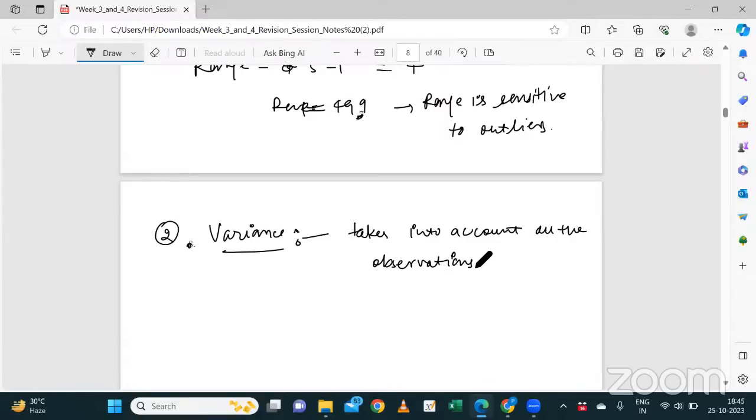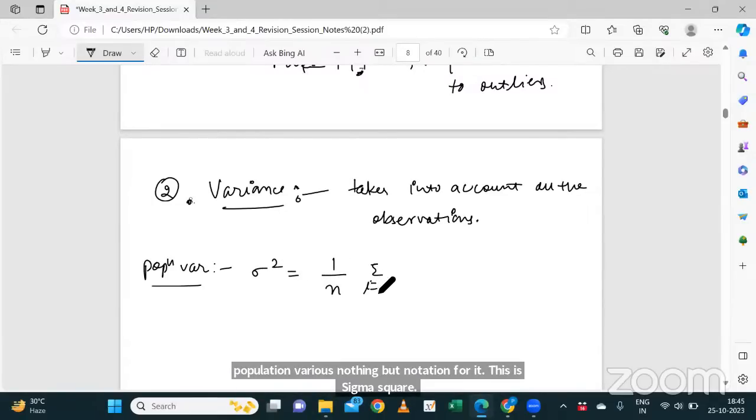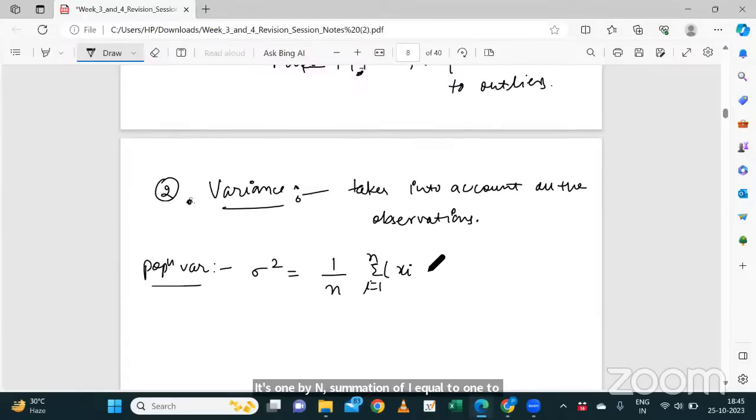Now, there are two kinds of formulas for the variance. First one is called population variance, and another is called sample variance. Population variance, notation for it is sigma square. It's 1 by n summation of i equal to 1 to n, xi minus x bar square. Basically, it tells you the spread or deviation of each observation from its mean.